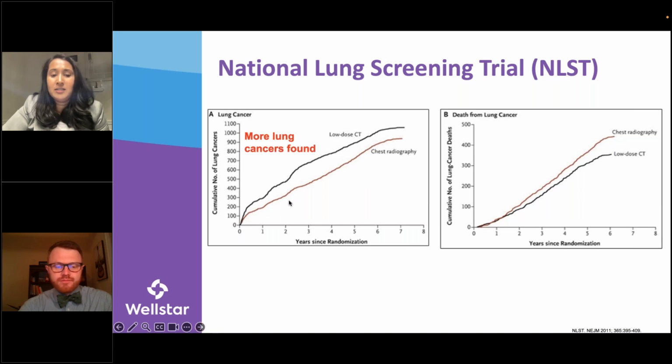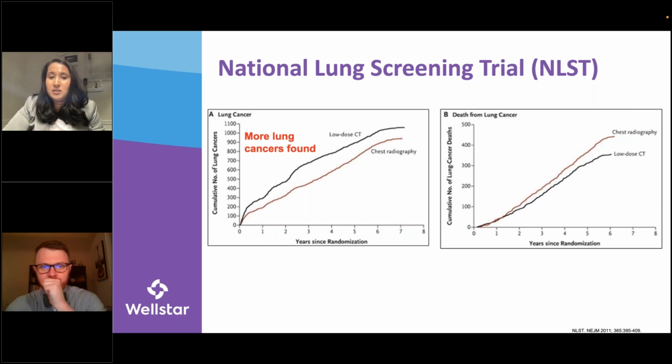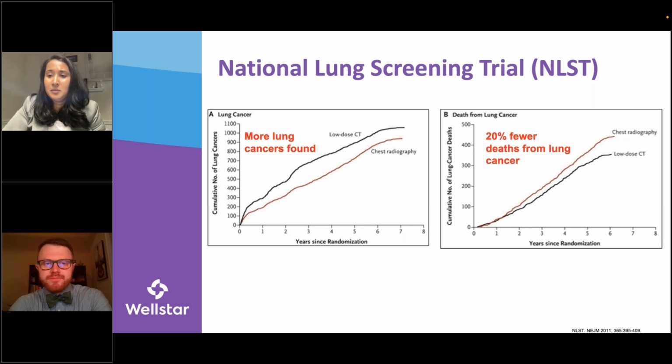So again, to reiterate the main points of the study, if we look at this graph, the red line is patients that were enrolled in the chest x-ray arm. The black line here is patients that were enrolled in the low-dose CT arm. And as you can see, in the low-dose CT arm, more lung cancers were found in patients that were screened with a CT exam versus a chest x-ray. And then similarly, you have the chest x-ray arm here in red and the low-dose CT arm here in black, with 20% fewer deaths from lung cancer in the low-dose CT arm.